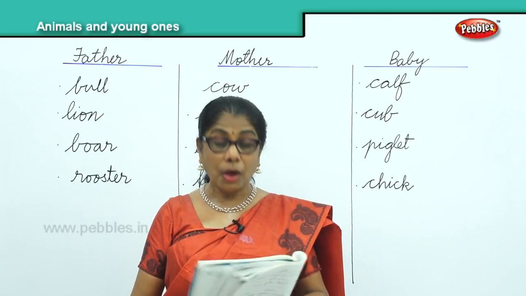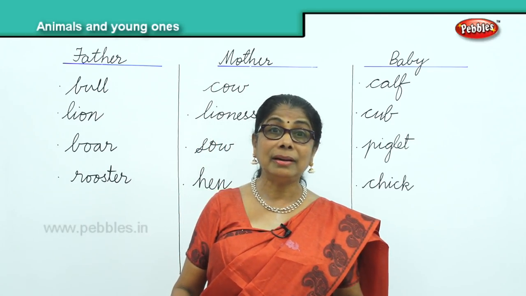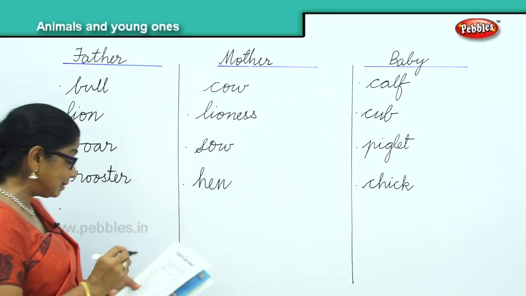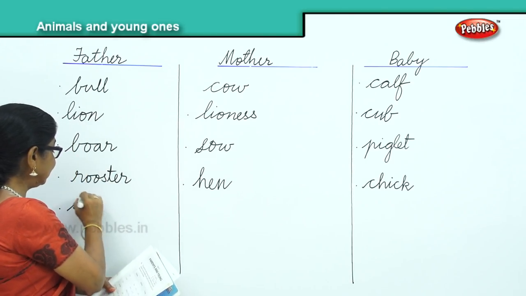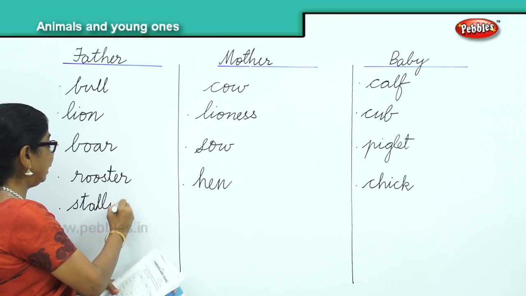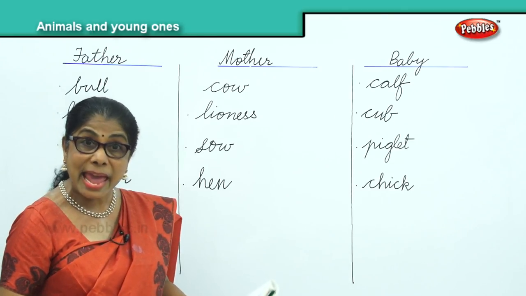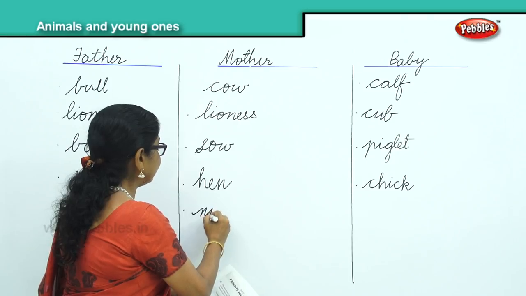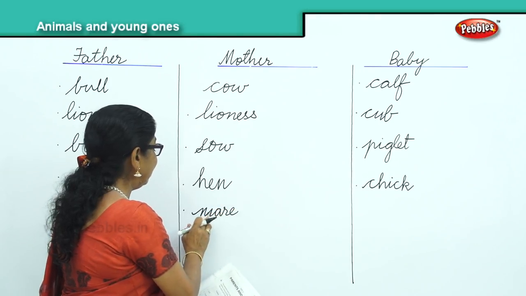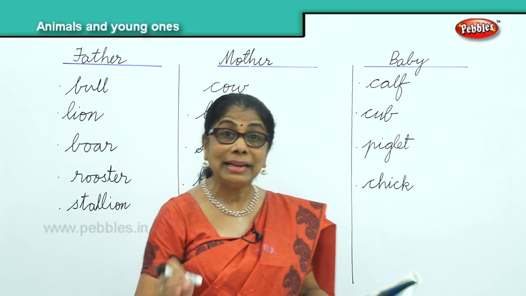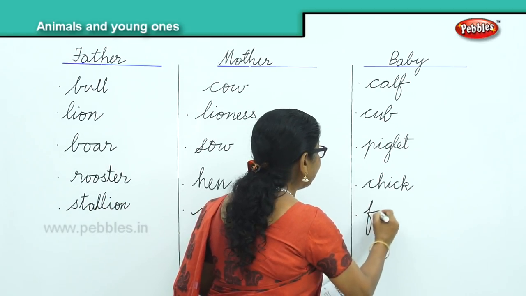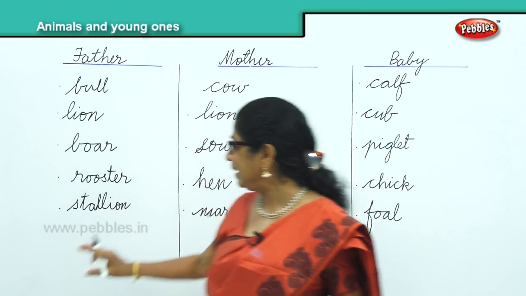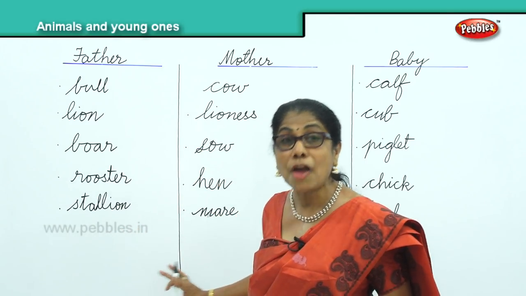Baby chick. Okay, let's talk about the horse. The daddy horse is called stallion. And the mother, the female one, is called mare. She's got a lot of hair on her. Female horse is called mare. And the little baby, baby horse, is called foal. Say that: stallion, mare, foal.